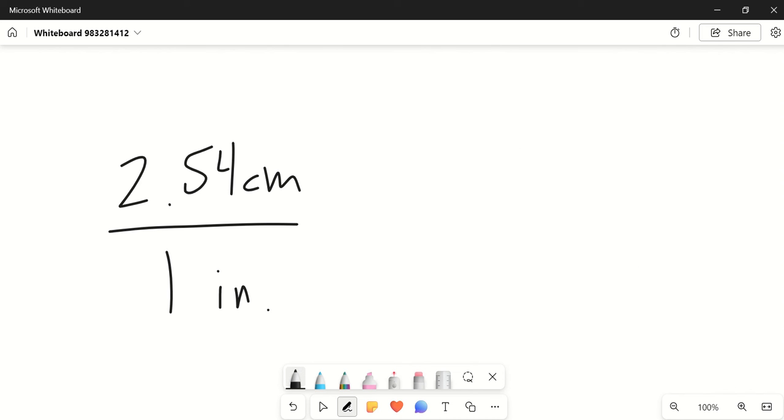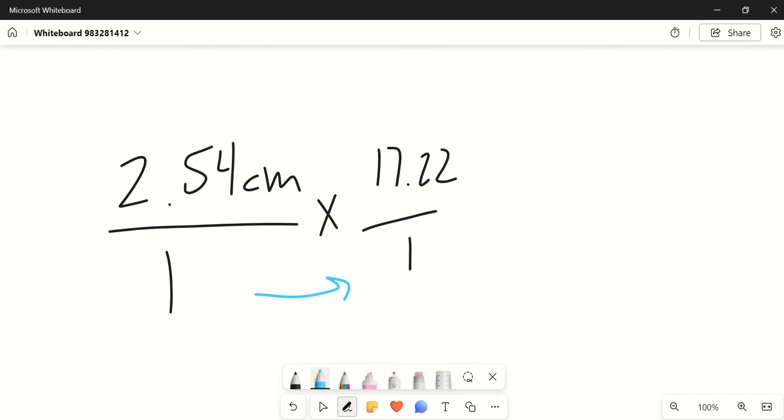So let's do 17.22 over 1. Again, we get rid of the inches part, and we just multiply straight across. 1 times 1 will be 1. And now we're going to have 2.54 times 17.22.